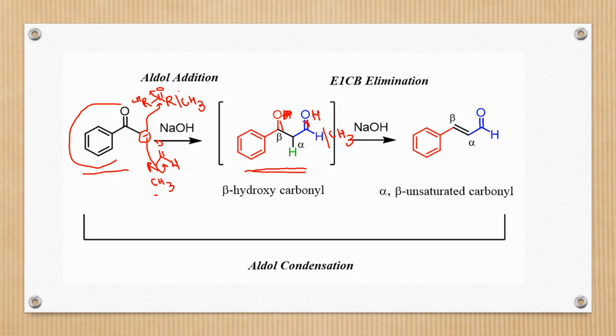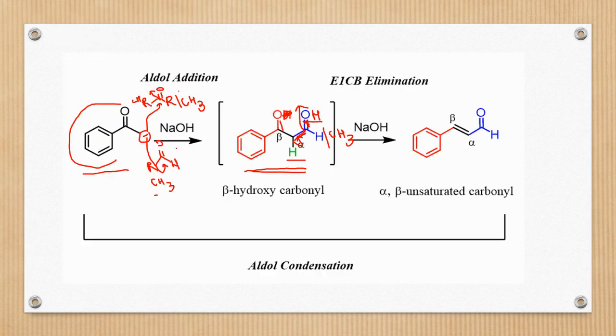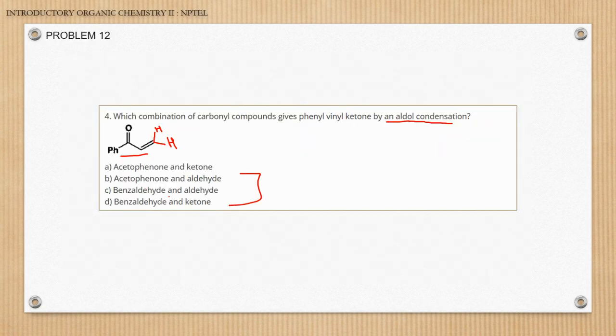Now one dehydration step will take place. Here OH and hydrogen will liberate to give you an alpha beta unsaturated ketone. So this will get generated here. In our case, we have hydrogens present at this position, right? So this combination will be, if you have acetophenone and ketone. If you give the aldol condensation of acetophenone and ketone, then you will arrive at the phenyl vinyl ketone.